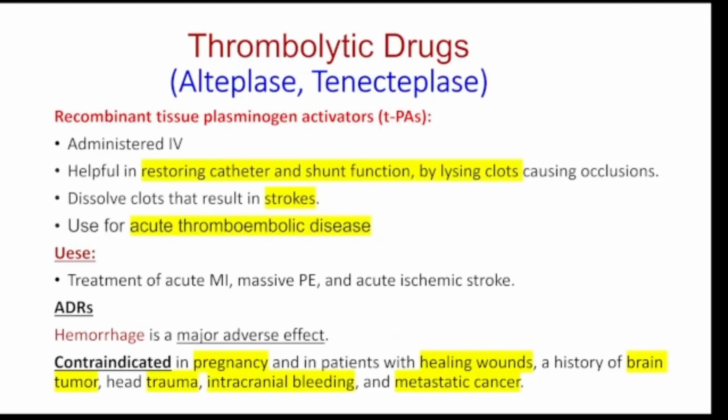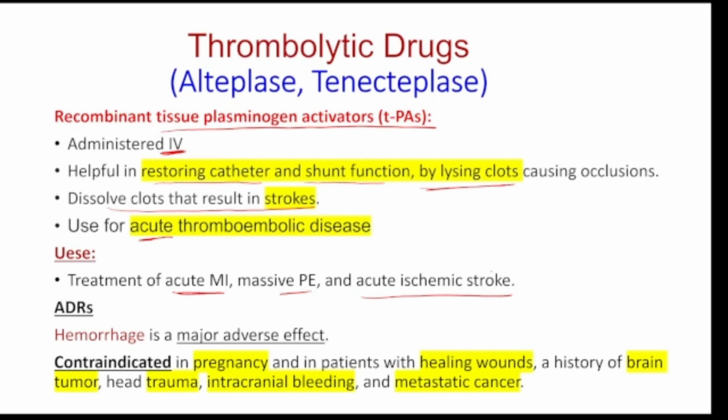Okay, tenecteplase, as you can see here, is considered a recombinant tissue plasminogen activator. Recombinant tissue plasminogen activators, tPAs, are prescribed IV, restoring catheter and shunt function by lysing and dissolving clots. They dissolve clots in stroke and are used for patients with acute thromboembolic disease, such as acute myocardial infarction, pulmonary embolism, and acute ischemic stroke.